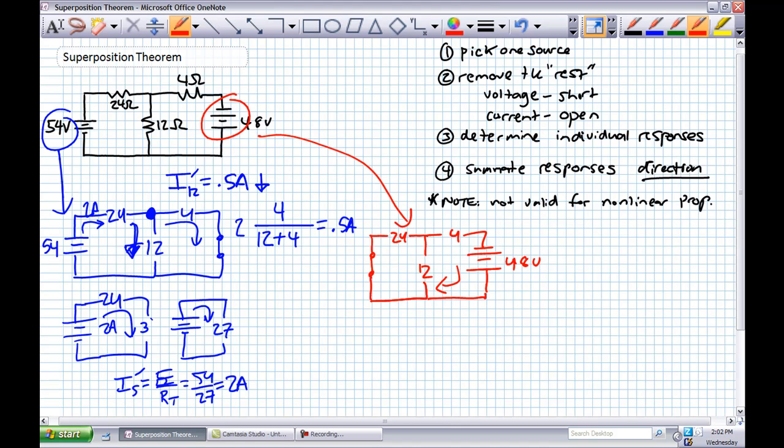So not only do you have to worry about this whole short and open changing the circuit, you have to look at it from the perspective of those individual sources. From the perspective of the 54 volt source, the 12 was in parallel with the 4. From the perspective of the 48 volt source, the 12 is now in parallel with the 24. So it gets a little bit more complicated when you're switching sides back and forth.